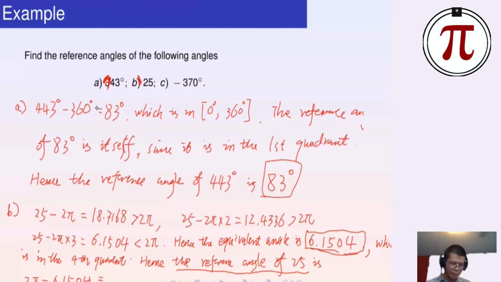What is this? 0.1328. Very good. That is the reference angle for 25. Okay, and can you find C, please?